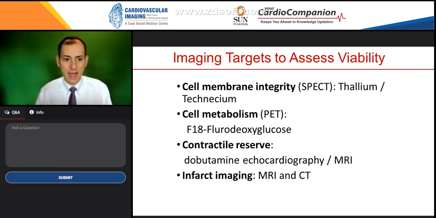We can look at metabolism using fluorodeoxyglucose to see if there's metabolic activity or glucose consumption. With echo, we just looked at, and also sometimes with MRI, if we do the right sequences, we look at contractile reserve. And of course, in MRI, we look at the infarct. So I think this point now is well made.